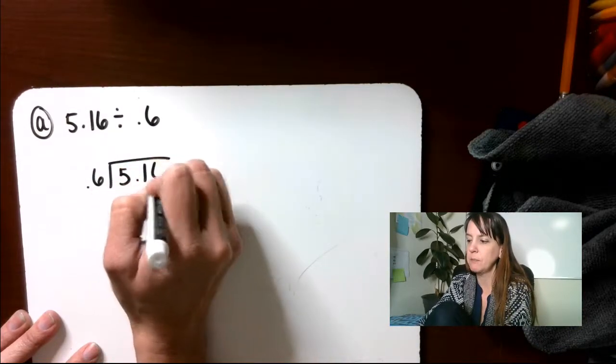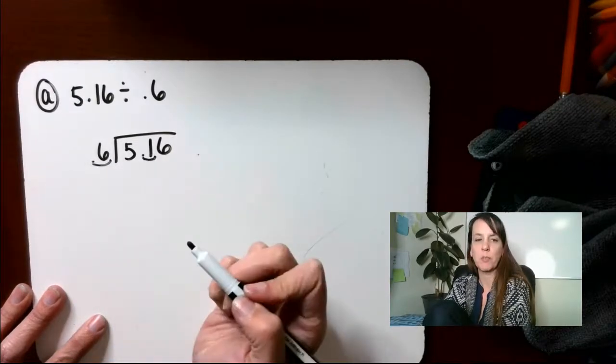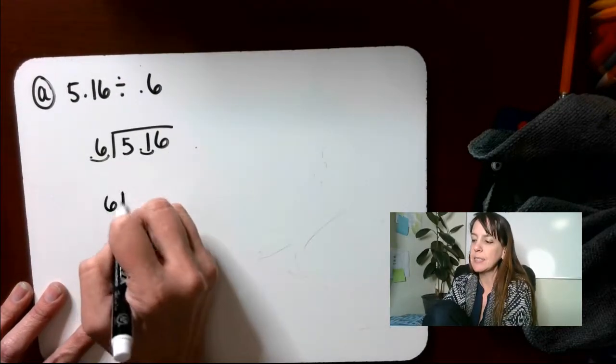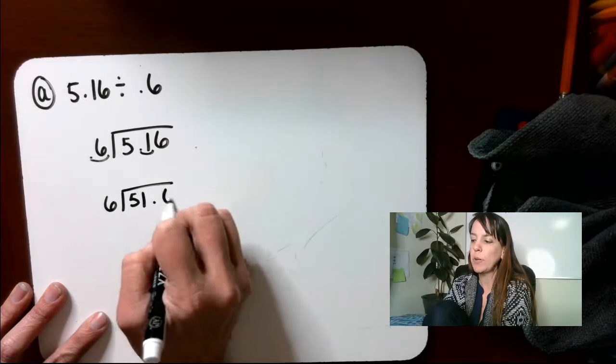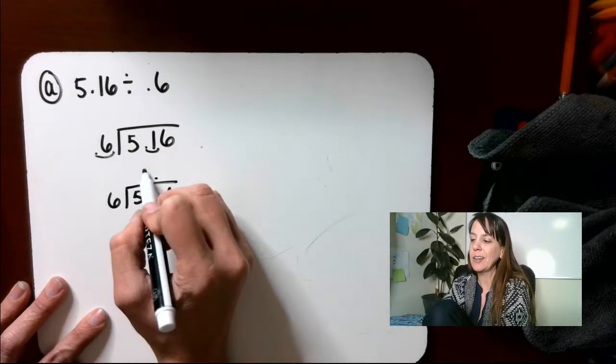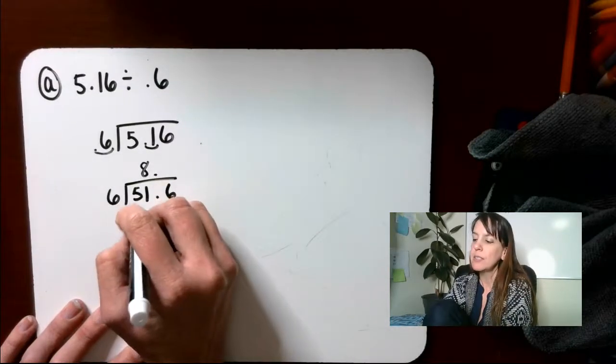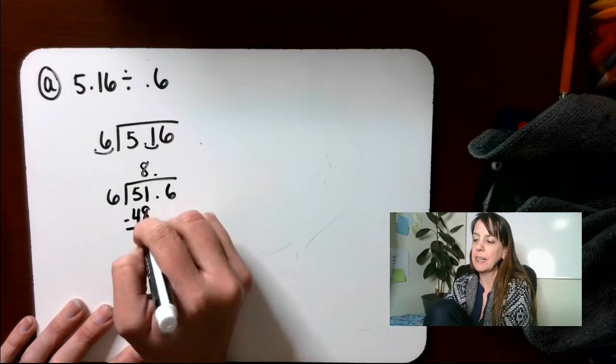All right, so we can't have a decimal out here, so I'm gonna move this over 1. Move this over 1. So my new problem is 6 and 51.6. Bring our decimal up to here. 6 goes into here. 6 times 8 is 48. Minus that, I get 3.